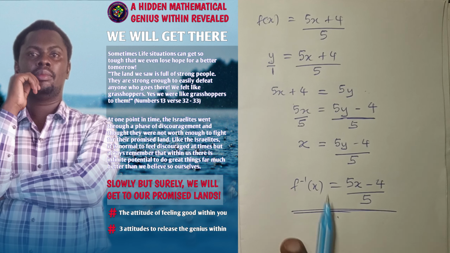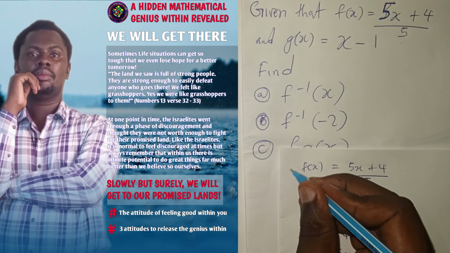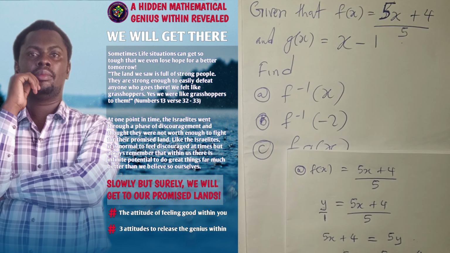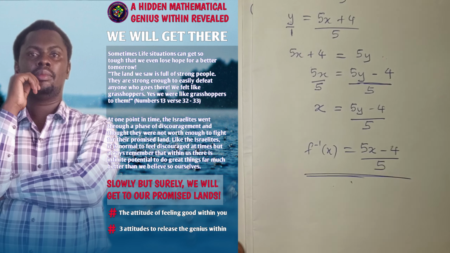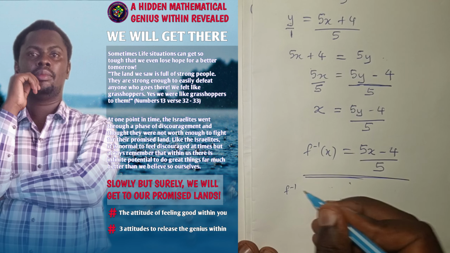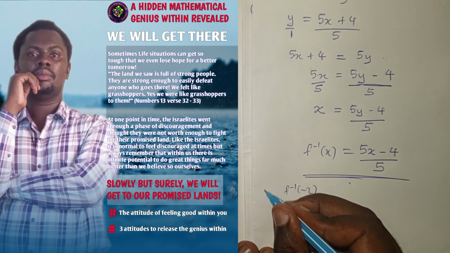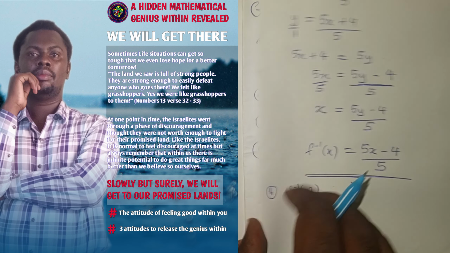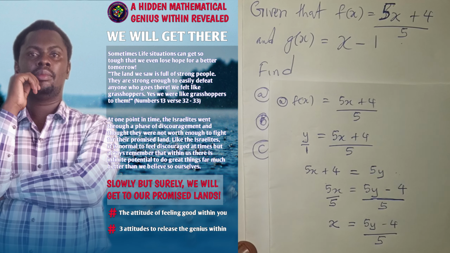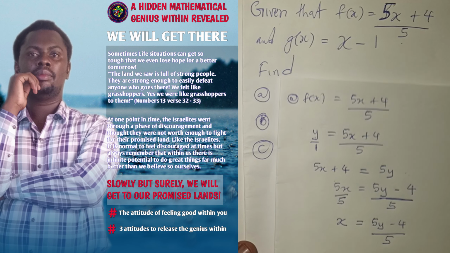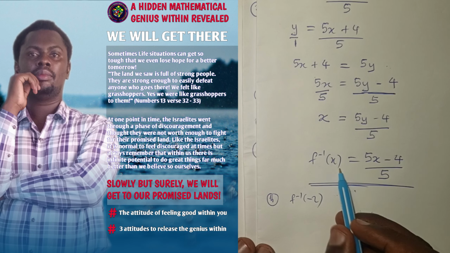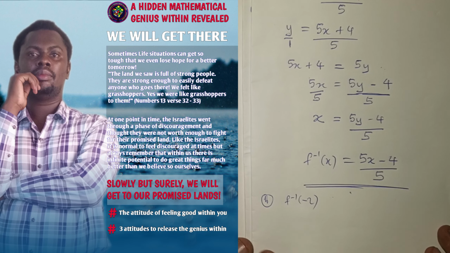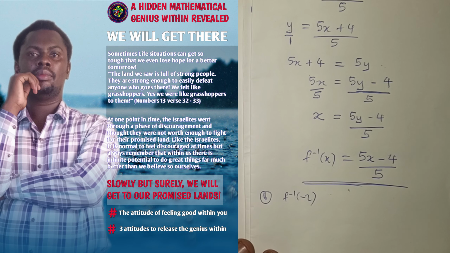Okay, so that was our A. We go to B. B is f inverse of minus 2. This one is connected to our first question. We have our f inverse of x, that is an expression, and we are told to calculate f inverse of negative 2.